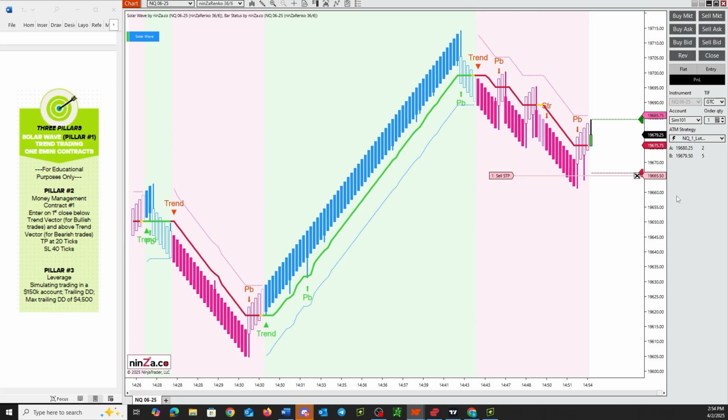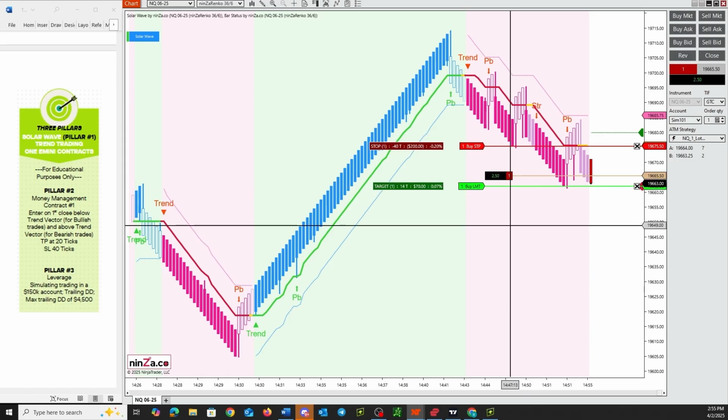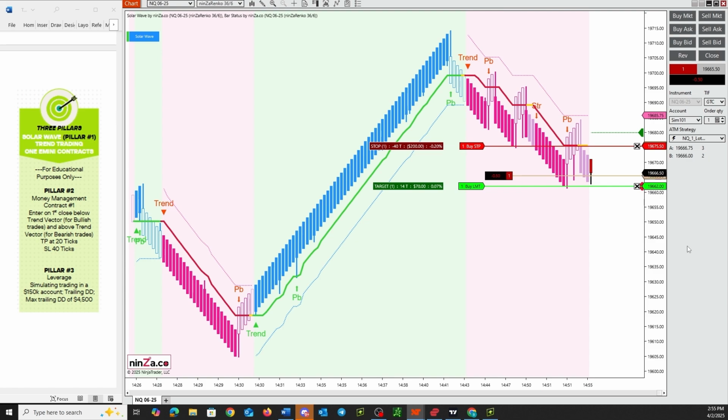Again, if we close down, try to snag another 13 ticks. Yes, it is, Vin. Missed it by a tick.